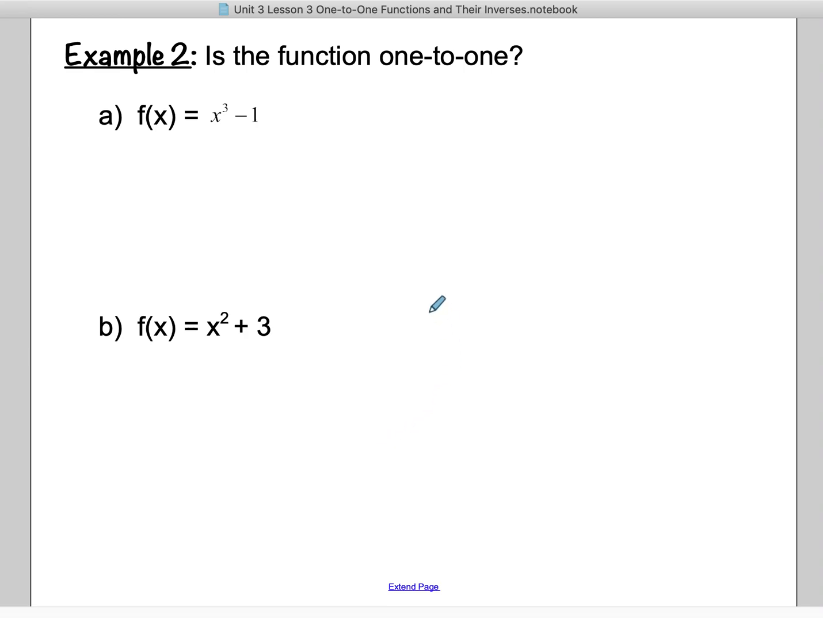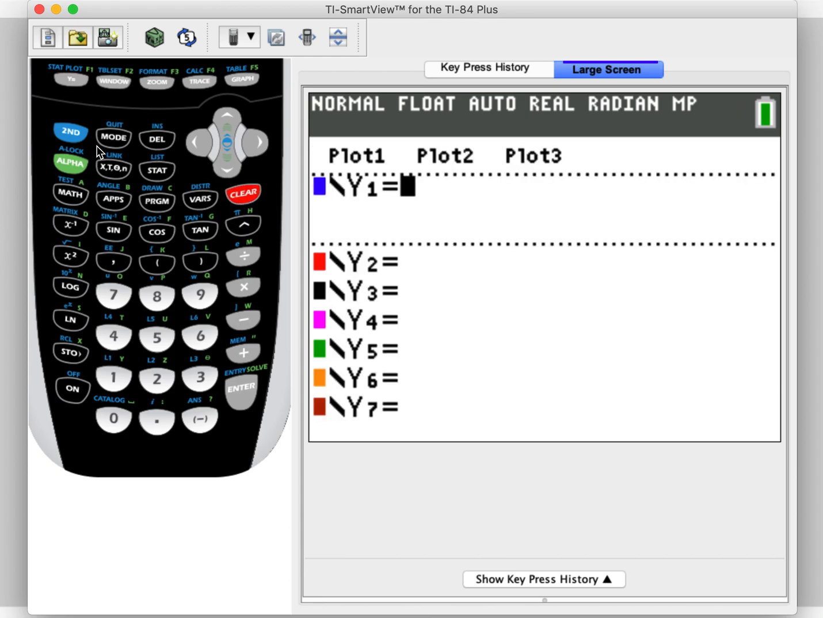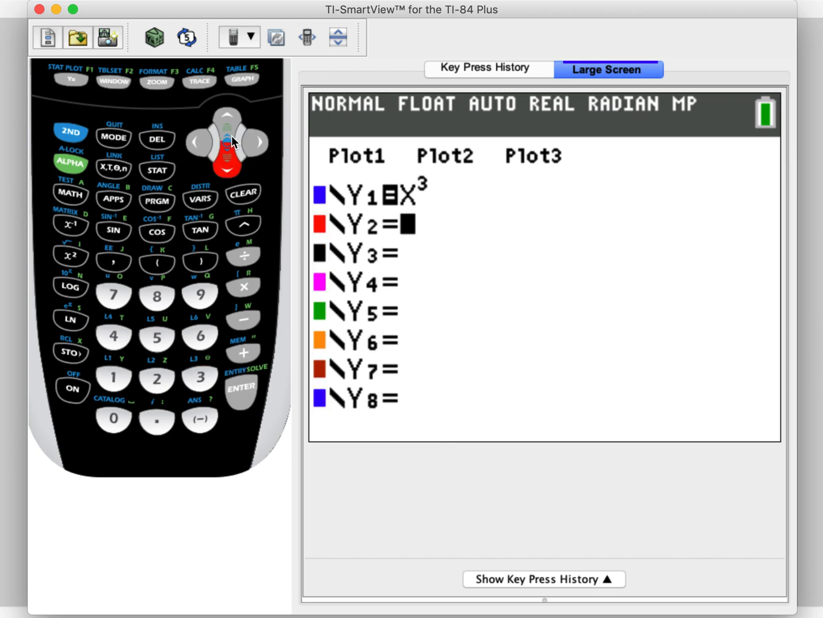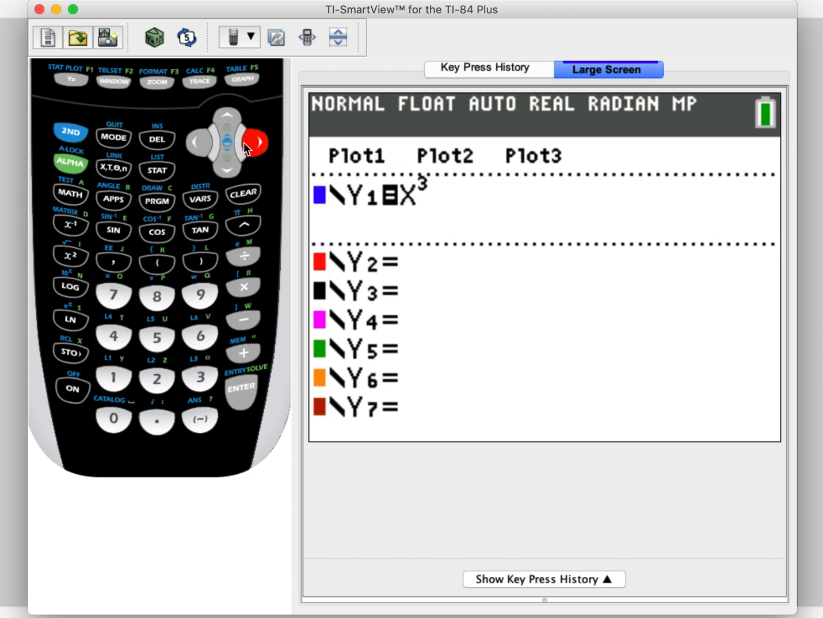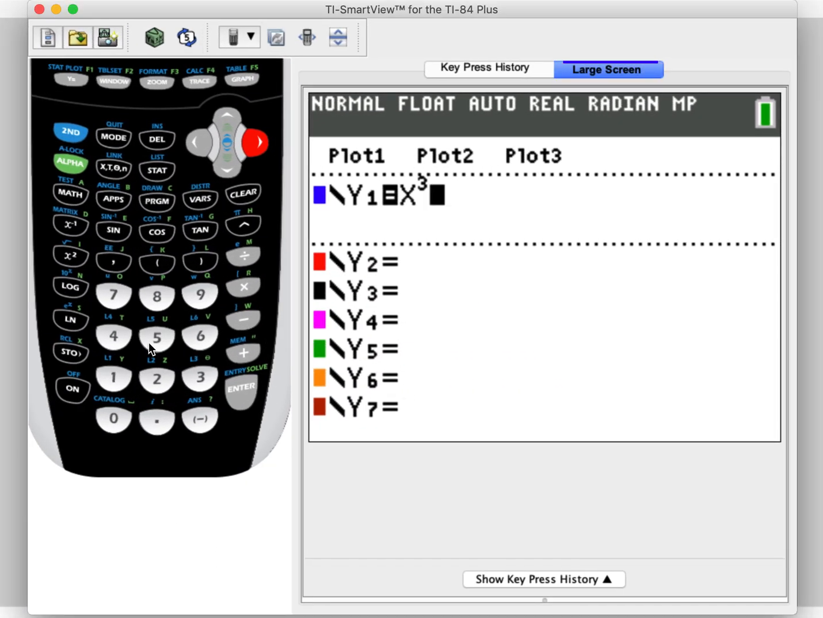Example 2, is the function one-to-one? Well, some of you might know what these look like off the top of your head. If you don't, you can graph them on your graphing calculator. So let's go ahead and do that. I would go to my y equals, and I have x to the third power. And I think, was it +1 or -1? -1. And what I would do is go ahead and graph it and see what happens.